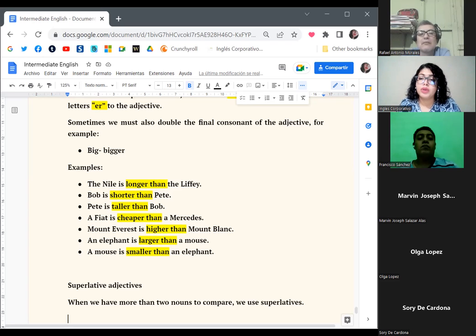So in that case, when we are having this kind of superlative adjectives, it's not like we are going to make the comparison between two or three things. We are going to use one as the first thing that we are going to say.